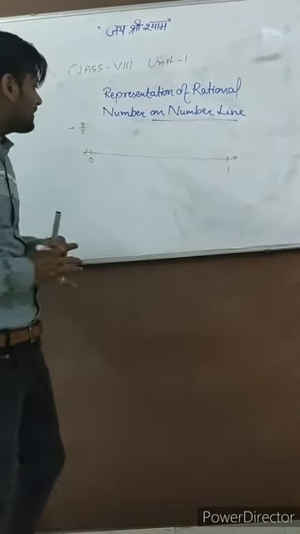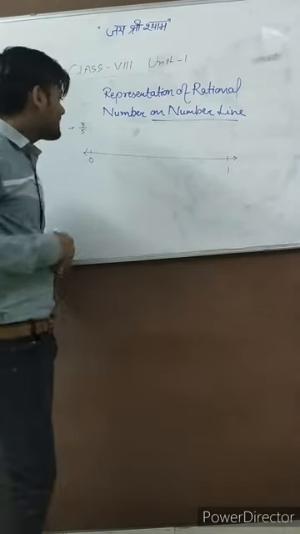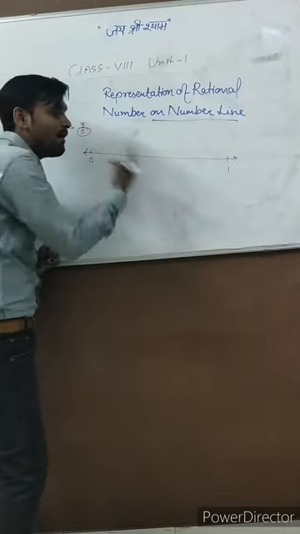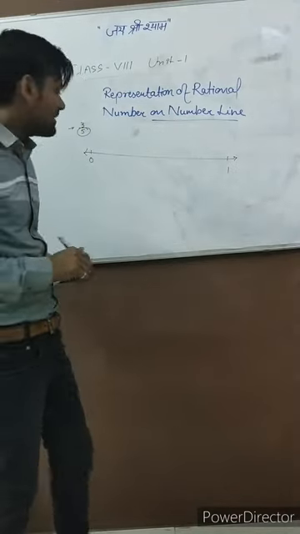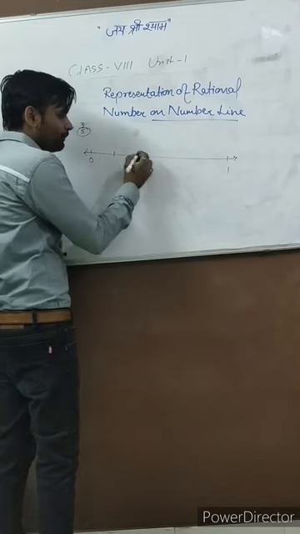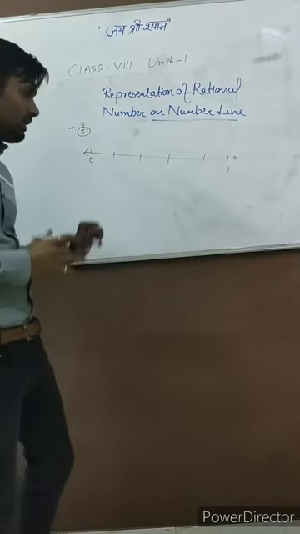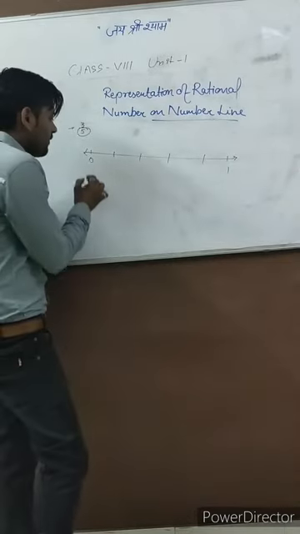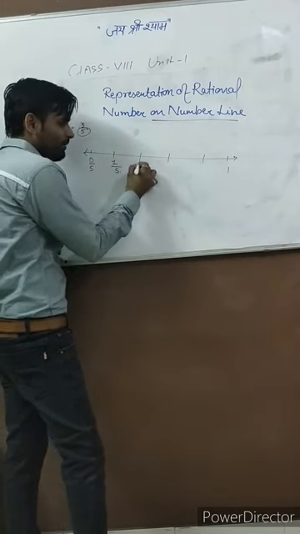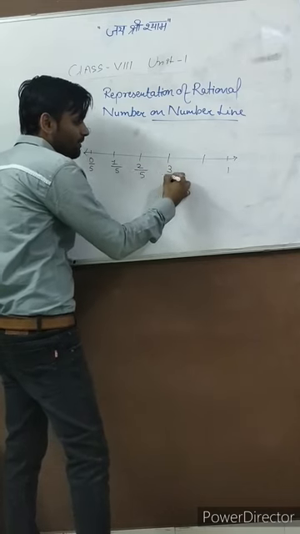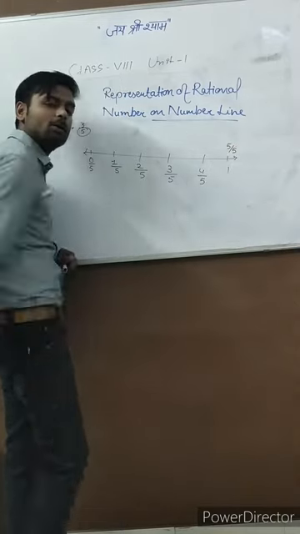Now we have to check what is the denominator. Let's check the denominator, that is 5. So we must divide this number line into 5 equal parts. Now we divide it into 1, 2, 3, 4 and 5. We divide the number line into 5 equal parts, and now we label each: 0 divided by 5, 1 divided by 5, 2 divided by 5, 3 divided by 5, 4 divided by 5 and 5 divided by 5. That is 5 divided by 5 is equal to 1.